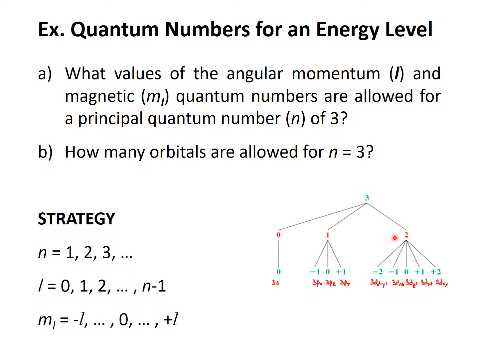And if L equals 2, then the allowed values for ML are negative 2, negative 1, 0, plus 1, and plus 2, which correspond to the following d orbitals: 3d x squared minus y squared, 3yz, 3d z squared, 3d xz, and 3d xy. This gives us one s orbital, 3 p orbitals, and 5 d orbitals, which gives us a total of 9 atomic orbitals that are possible for the case where n equals 3.